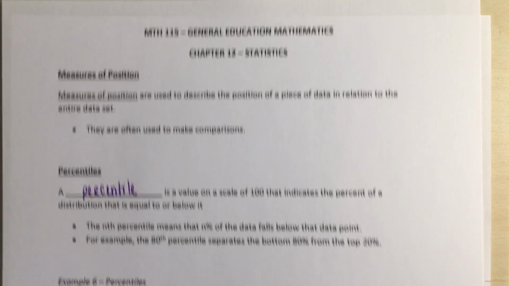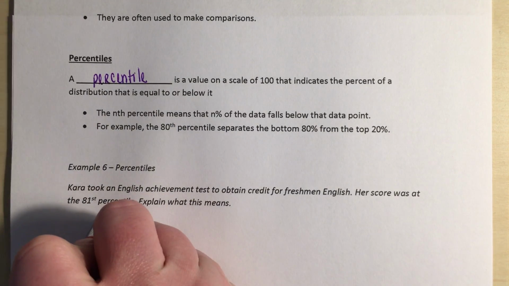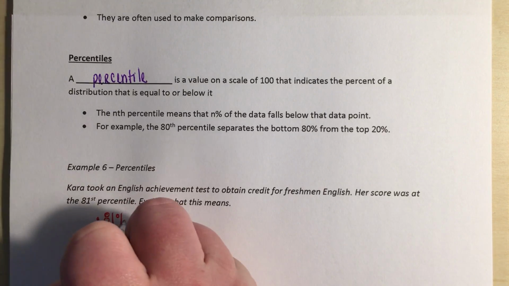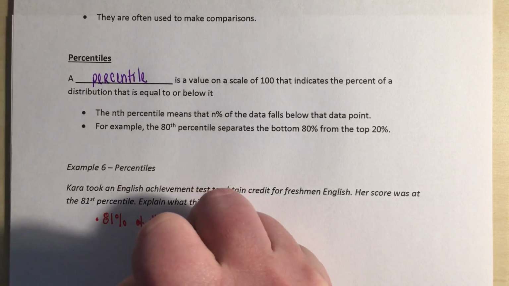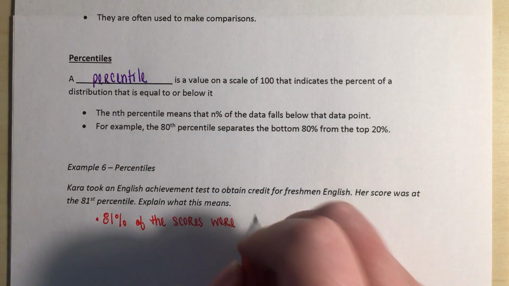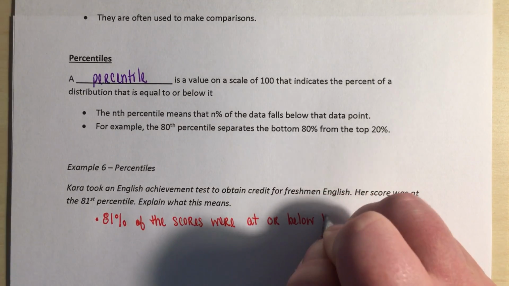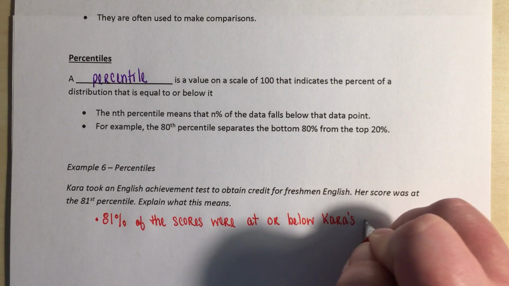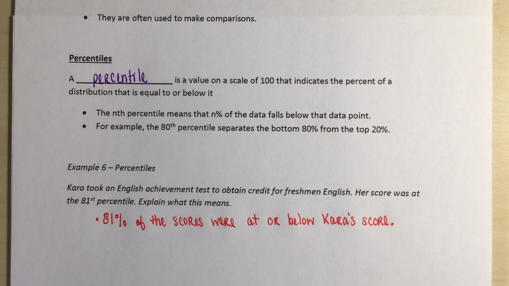So Kara took an achievement test to obtain credit for freshman English. Her score was at the 81st percentile. Explain what that means. So we're going to start by saying 81% of the scores were at or below Kara's score. Okay, so the 81st percentile means 81% of the scores were at or below her score.